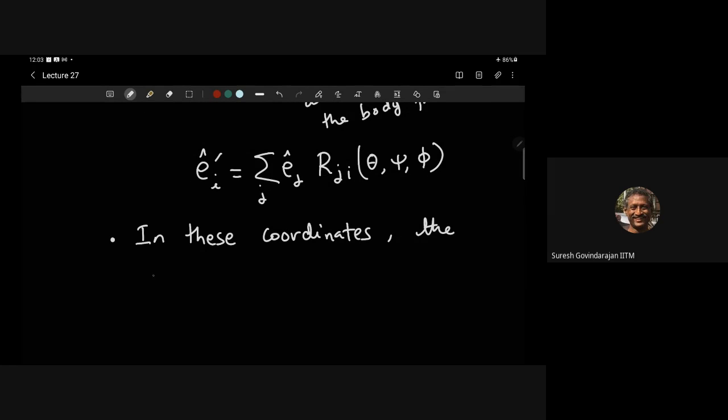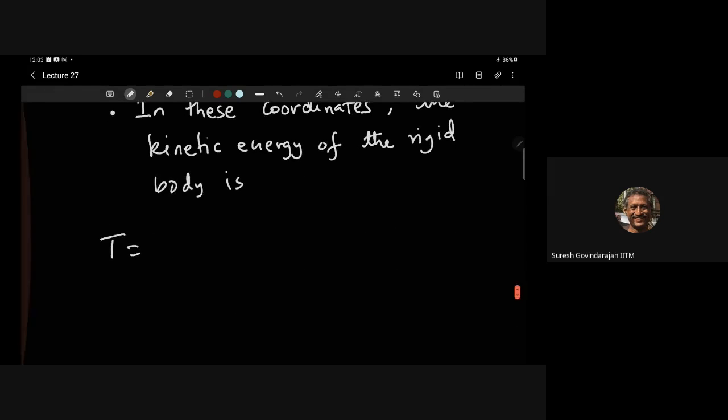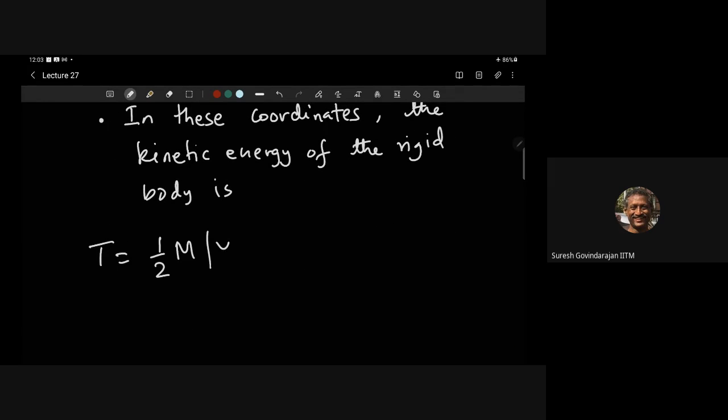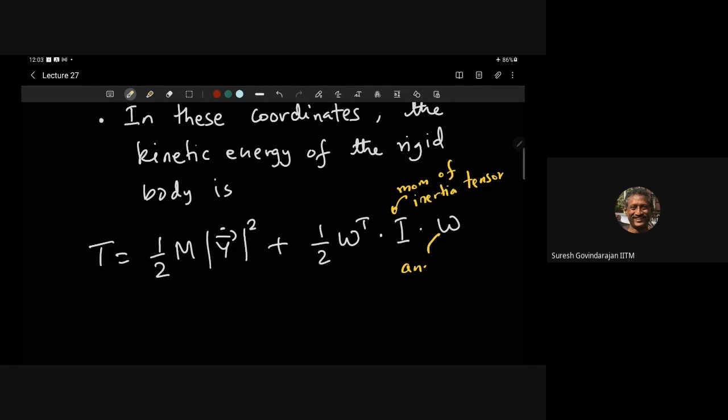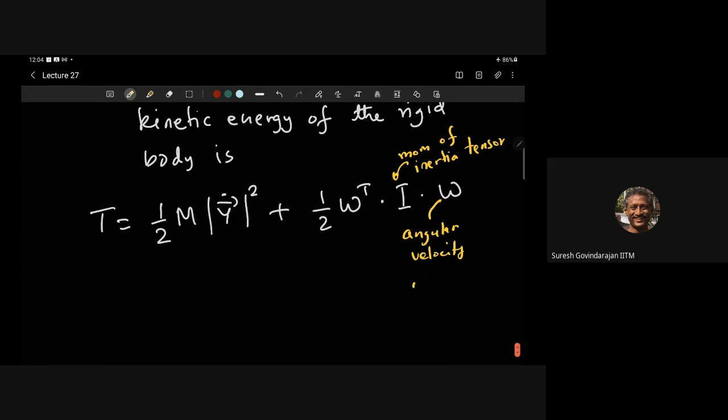the kinetic energy of the rigid body is the center of mass part of the story plus omega transpose dot I omega, where this was the moment of inertia tensor, and this was the angular velocity of the rigid body.